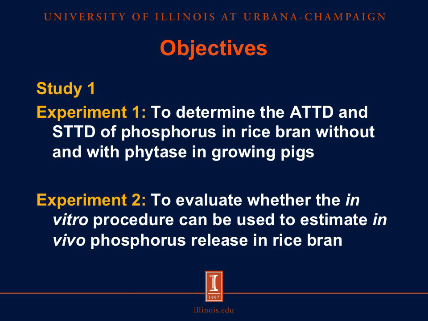The objective of Study 1, Experiment 1, is to determine the ATTD and STTD of phosphorus in rice bran without and with phytase in growing pigs. For Experiment 2, the objective is to evaluate whether the in vitro procedure can be used to estimate in vivo phosphorus release in rice bran.